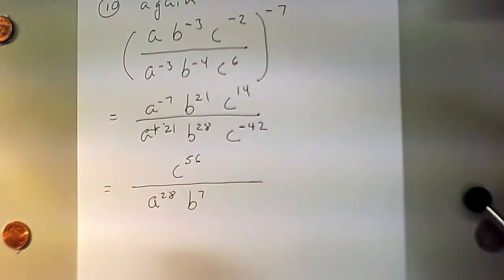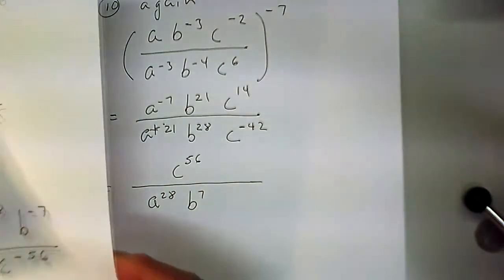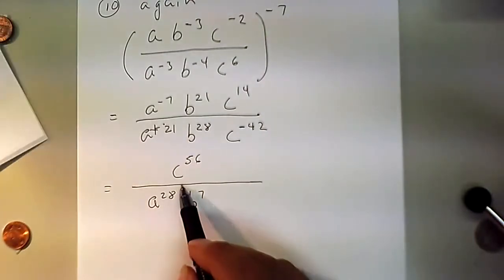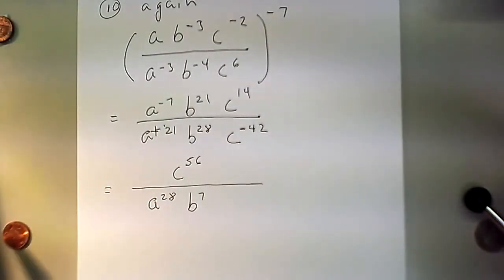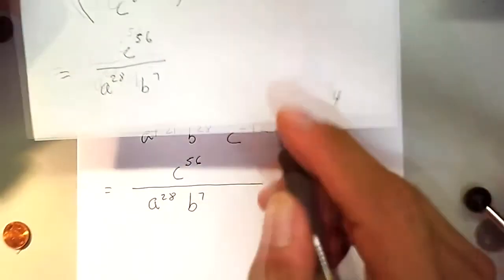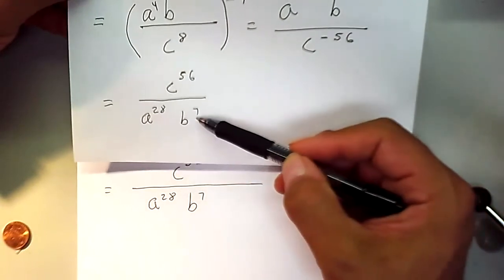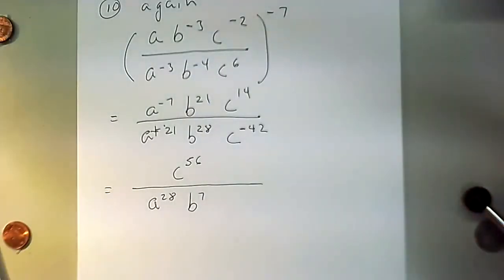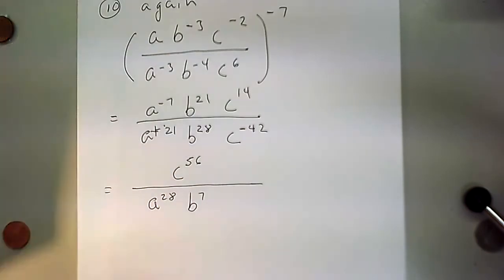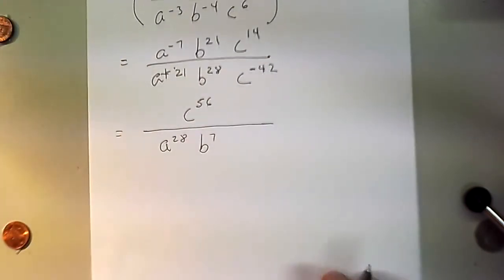Let me compare to the previous answer. I was trying not to look on purpose, and sure enough, we got the same answer. C to the 56, A to the 28 in the denominator, B to the 7 in the denominator. Yep. Practice this. You want to build some muscle memory. You don't want to just see this once and then hope that it sticks.